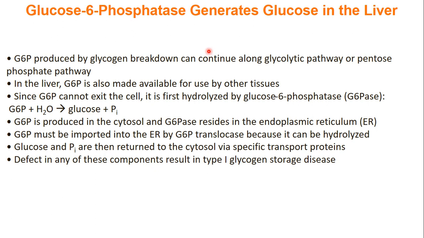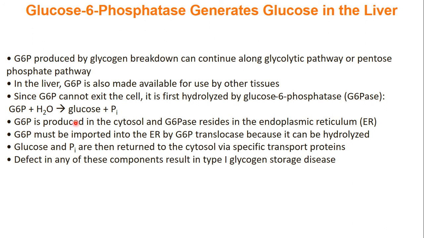So G6P that is produced by this glycogen breakdown can continue along glycolysis or the pentose phosphate pathway, as we saw in the image at the very beginning of this slide. Now, in the liver, when you break down glycogen, you can use this G6P and give it to other tissues. However, there is a problem. G6P can't actually leave the cell. So we need to first remake it into glucose. And the enzyme that's going to do this is glucose 6-phosphatase. Glucose 6-phosphatase will take this phosphate and just chop it off. So you lose some energy by doing this because you're not really using this phosphate for anything. But it is allowing our glucose to leave the cell.